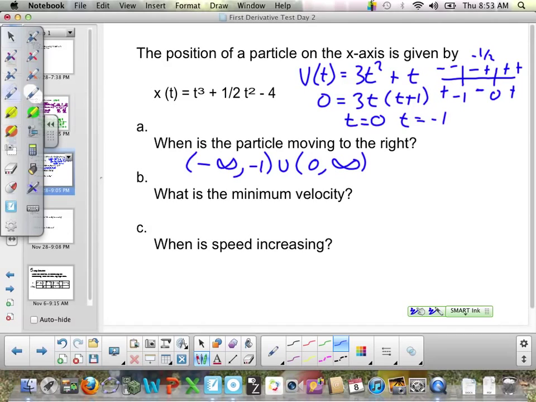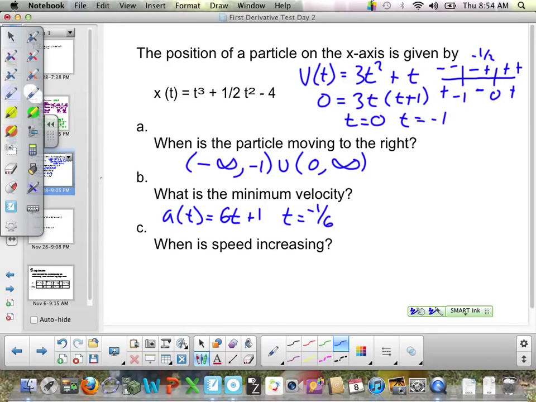What is the minimum velocity? Well, here we want to find the extrema of velocity. Well, to find extrema, we need to find the derivative. So we need to find acceleration. A of t equals 6t plus 1. Set that equal to 0. We see that t equals negative 1/6.